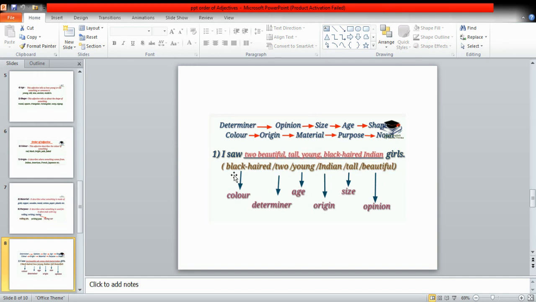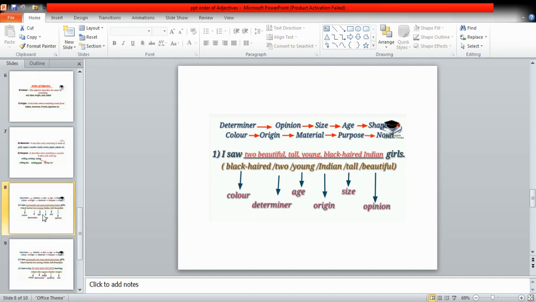And the way you can see with the help of the arrow, all the different adjectives have been named, like color, determiner, age, origin, size, opinion. So in their proper order, they will be written in the sentence. They would be given to you haphazardly, and you have to write them in their proper sequence.